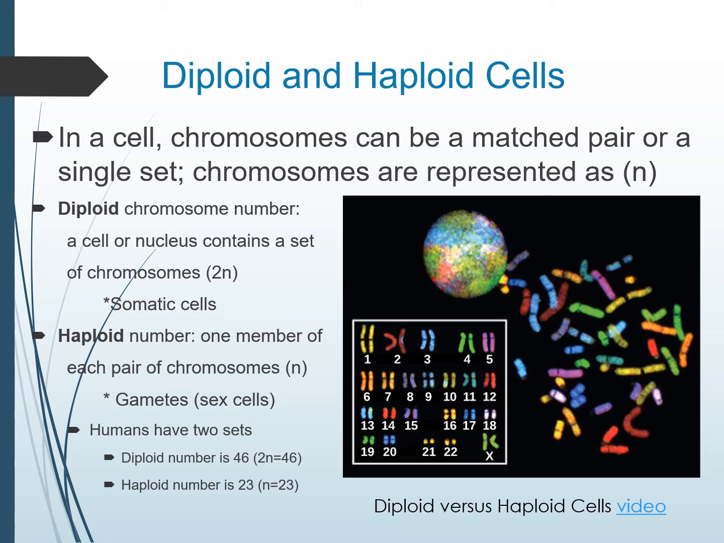Notice in the karyotype image of the chromosomes from a human cell, there are 23 sets. 23 chromosomes from the mom and 23 from the dad. This equates to a diploid number of 2 times 23 equals 46, and a haploid number of 1 times 23 equals 23. Watch the linked video comparing diploid and haploid cells.